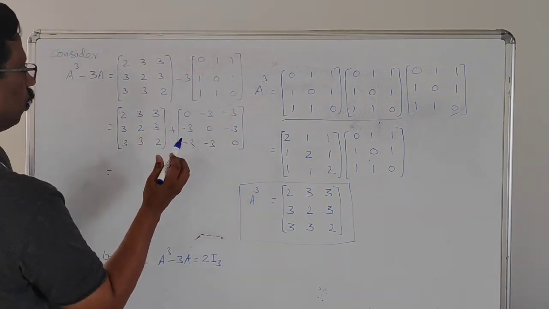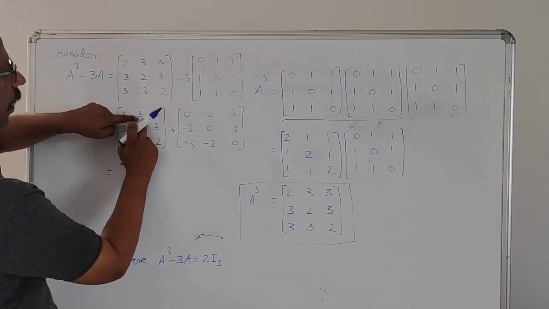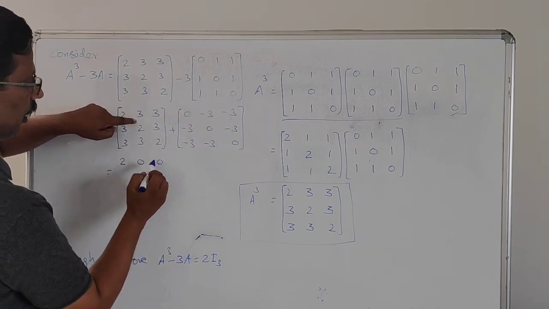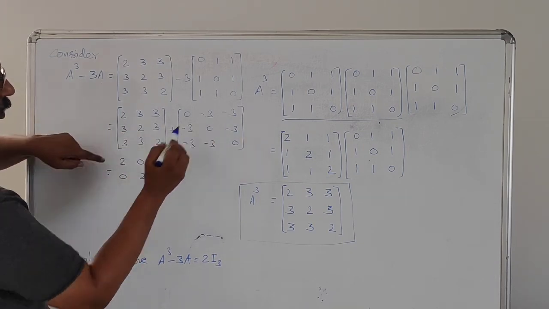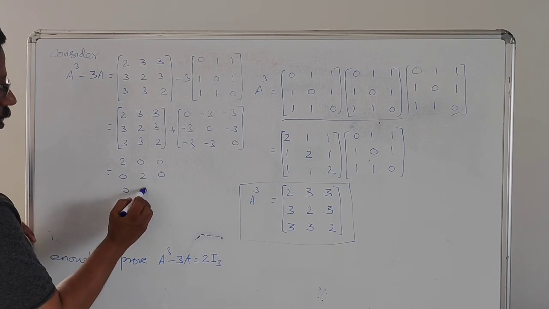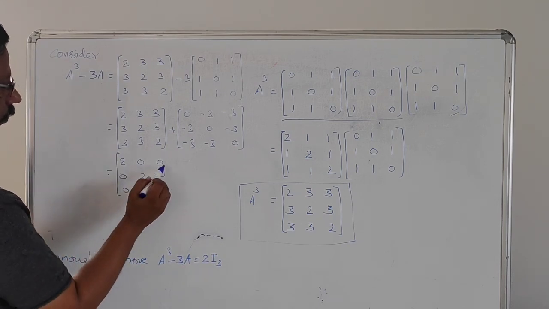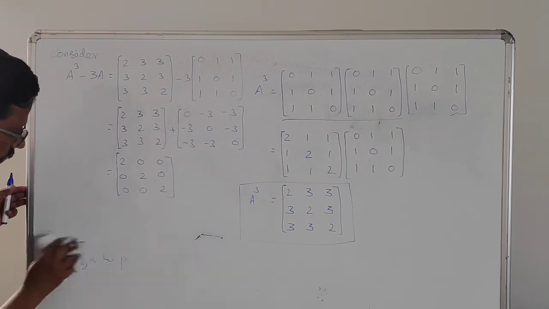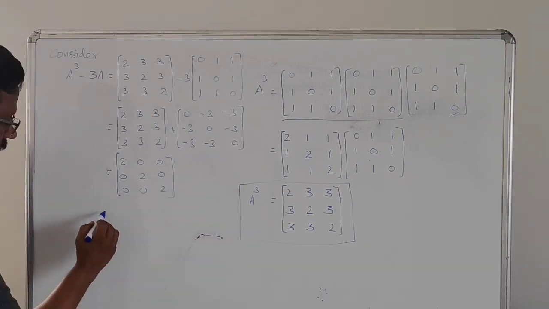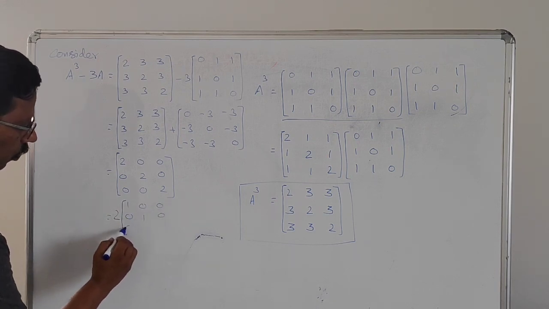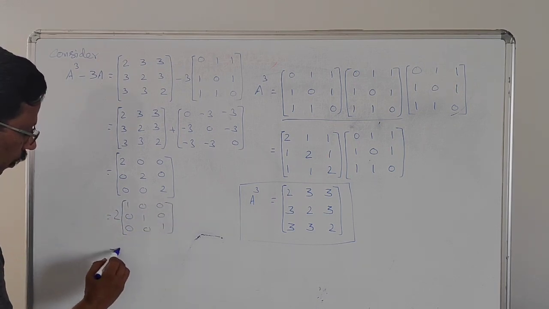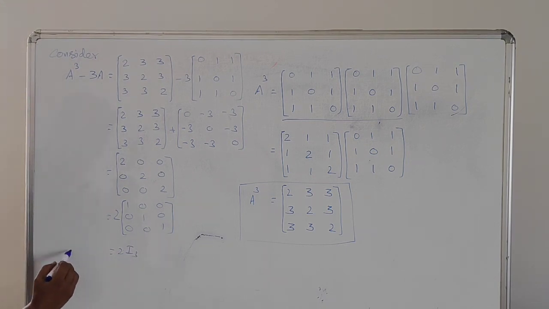Now, you have to add these two. 2 plus 0 gives 2. Minus 3 plus 3, 0. Again 3 minus 3, 0. Then 3 minus 3, 0. Then 2 plus 0 gives 2, then again also 0. Then again if you add this, you can get 0, 0, 2. Now, this is nothing but 2I3, which is equal to 2 into 100, 010, 001, which is equal to 2 times I3. Therefore, A cube minus 3A equal to 2 times I3.